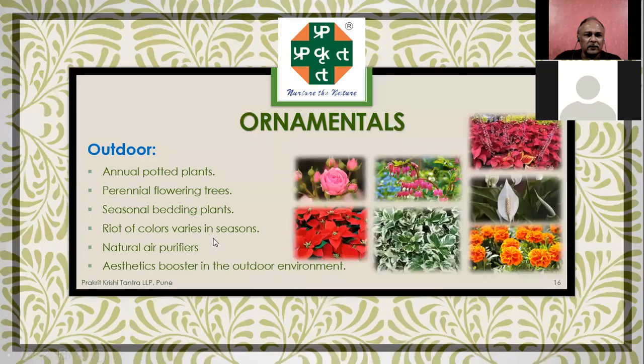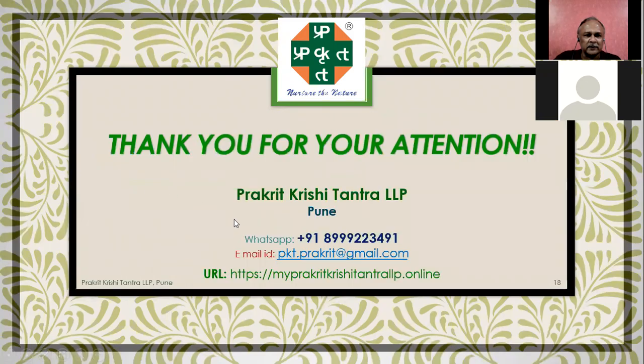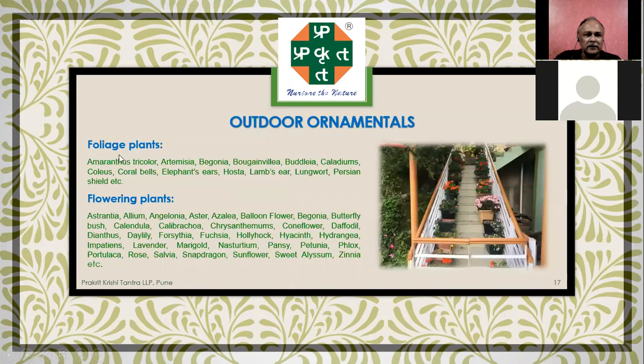Coming to the outdoor ornamentals, next is the list of outdoor ornamentals. In that, I have divided into two groups. One is foliage plants and flowering plants. Some can be grown indoor also, but as I said, all plants can be grown outdoor. So Amaranthus tricolor, Artemisia, Begonia, Bougainvillea, Buddleia, Caladiums, Coleus, these are all ornamental foliage plants. Coral bells, elephant's ears, hosta, lamb's ear, lungwort, and Persian shield, and many more.